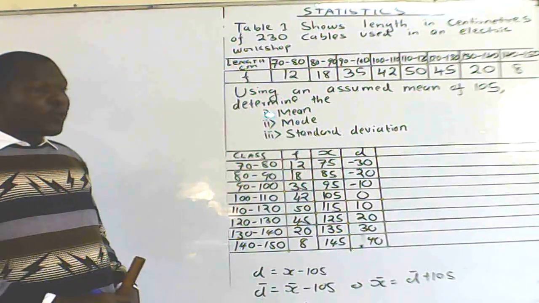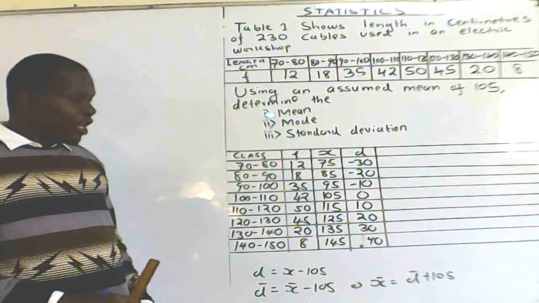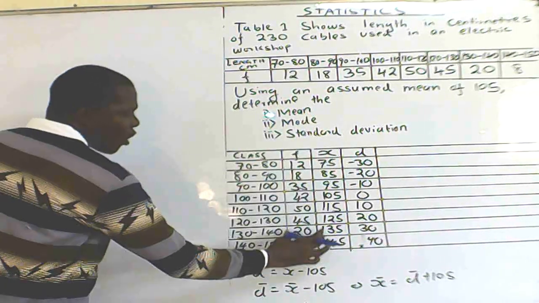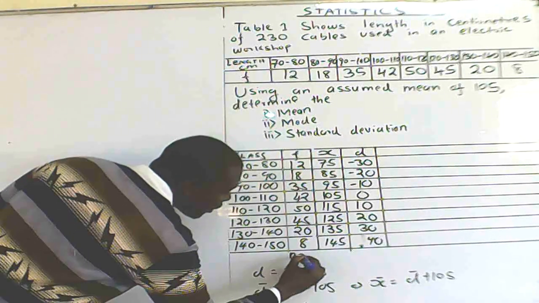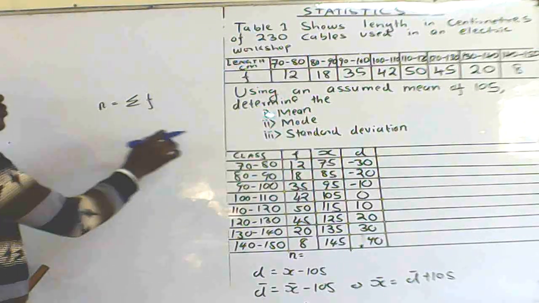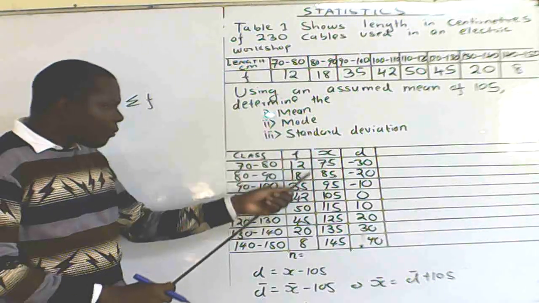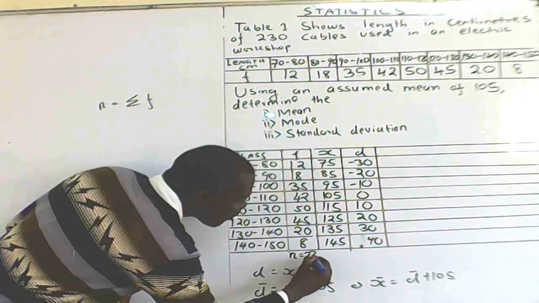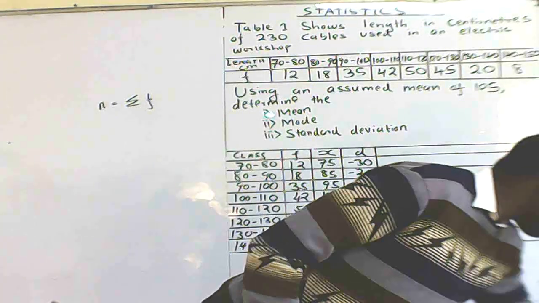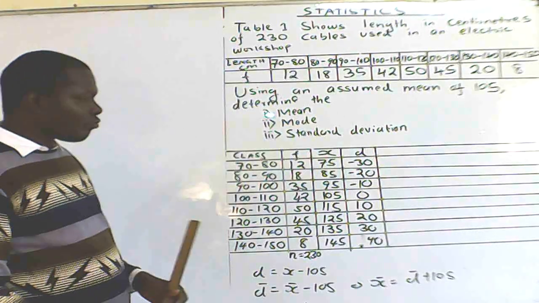So from there, we have the d values, which is what we want to use to get the mean. When you sum up all the f values, you get n, because n is the summation of f. When you sum all the frequencies, you get the total number, which was 230. Confirm that.